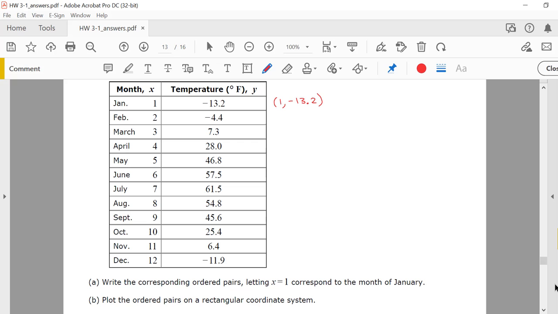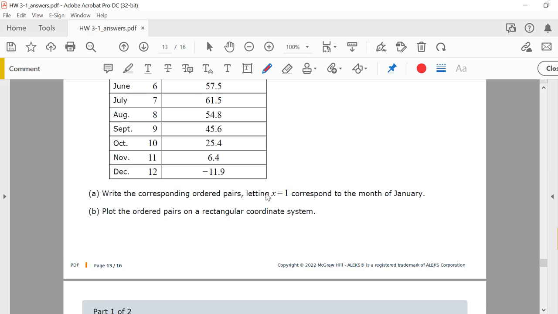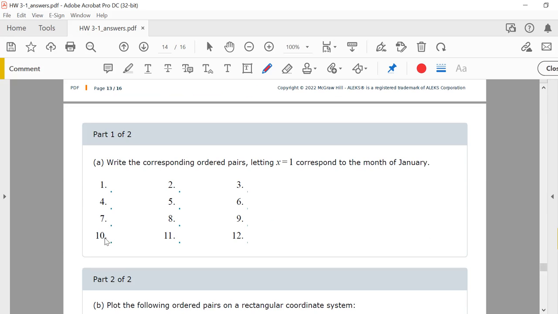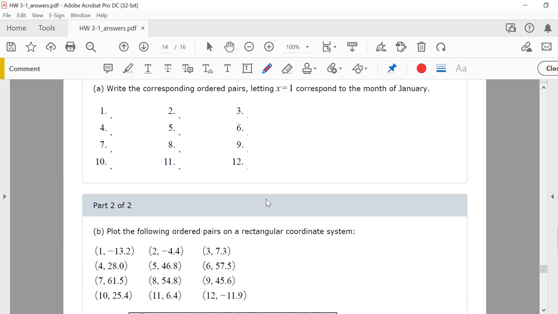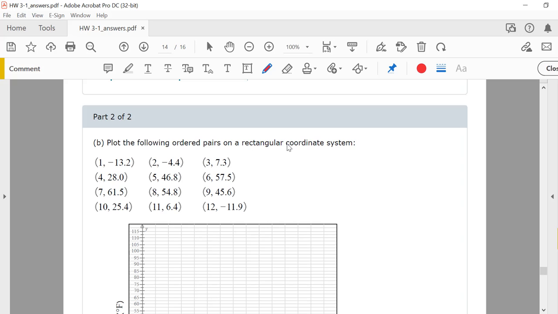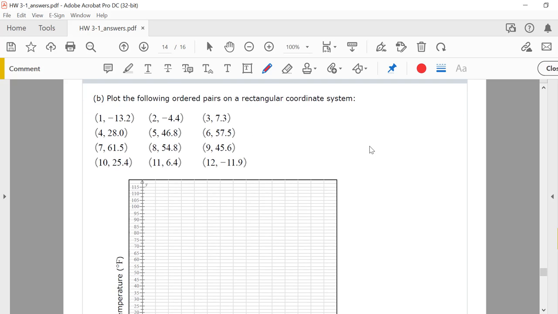Notice that it needs to be in parentheses. February is 2, negative 4.4. March would be the point 3, 7.3. So on and so forth. Once you write all of the coordinates, the ordered pairs, you're going to have to go plot them on the rectangular coordinate system.